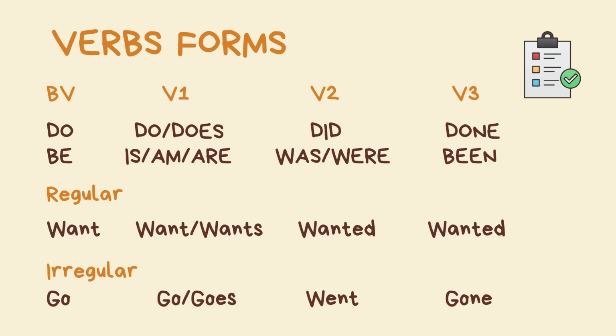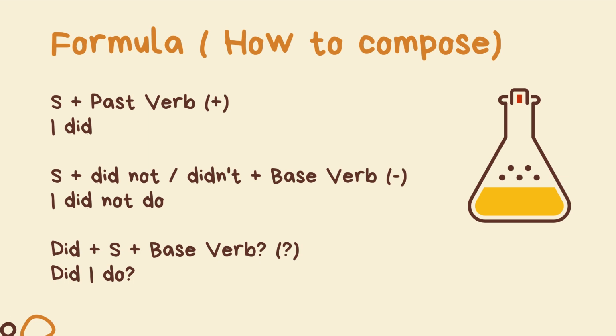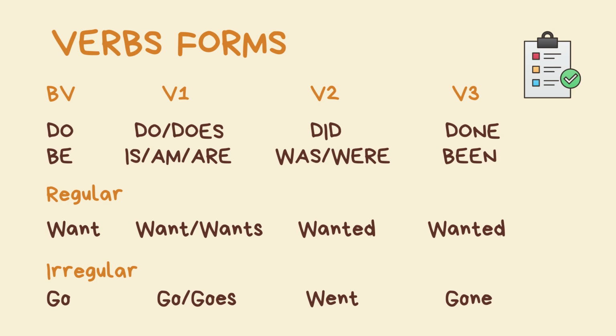In the past form that we studied in the previous formula, we use the past verb because it indicates past time. Let's go back to the verb forms. So in simple past we use verb 2. When it is a be verb, we use was or were.